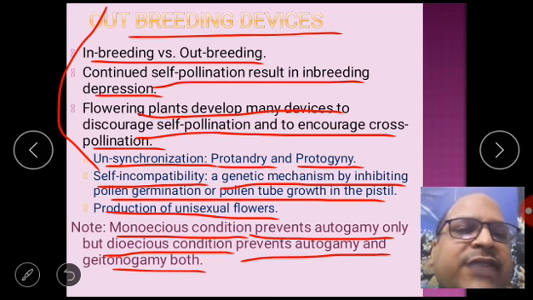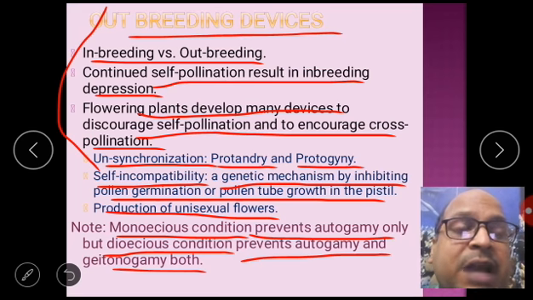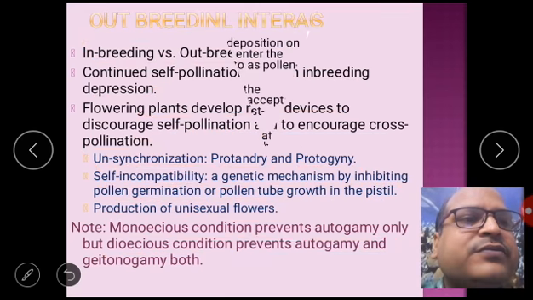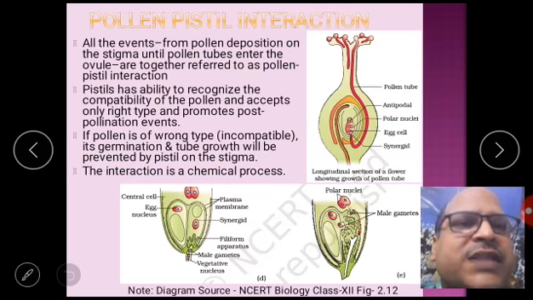I believe you know about autogamy, where the flower is the same and the plant is the same, and in geitonogamy the plant is the same but the flowers are different. So this you already know. Now, pollen pistil interaction is a very important topic in this chapter.